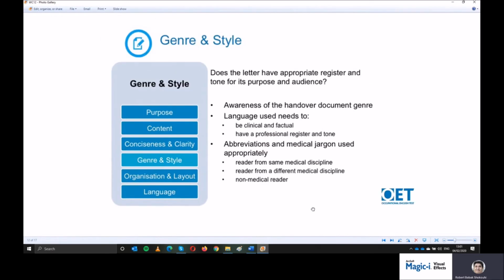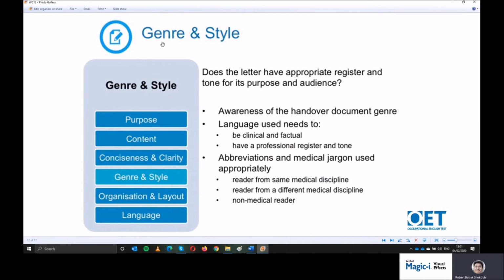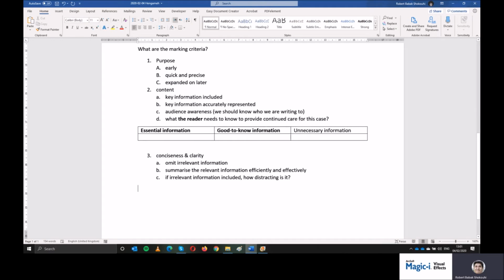Good. The next one is genre and style. What is that, genre and style? Have you heard of movie genres or music genres? Yes, about the movie and the music I know that, but about the letters, I don't know. Okay. So it explains here. Does the letter have appropriate register and tone for its purpose and audience? So number 4 is genre and style. And this means appropriate register and tone.